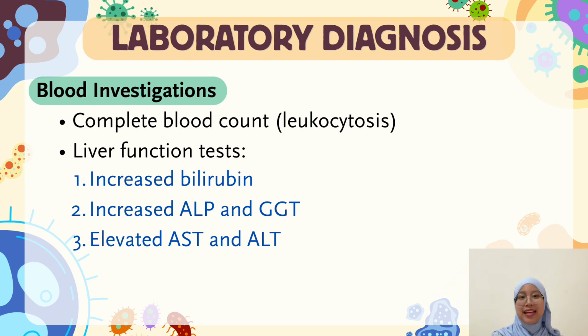Next, I will discuss the investigation used to diagnose hepatobiliary infections. First, blood investigations are performed. A complete blood count often shows leukocytosis, which indicates the presence of an ongoing bacterial infection. In addition, liver function tests are usually abnormal. Bilirubin levels may be increased due to biliary obstruction, while ALP and GGT levels are elevated as markers of cholestasis. AST and ALT may also be elevated, reflecting inflammation and damage to liver cells.